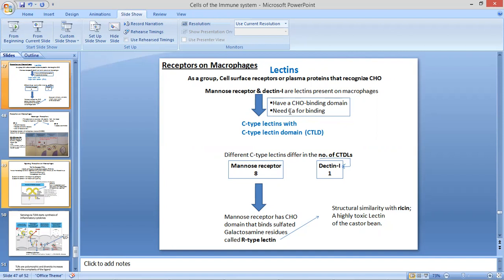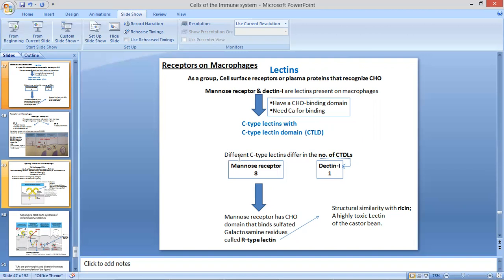It means that this process of binding of the carbohydrate, which is present on the surface of the pathogen, with this receptor, mannose receptor or the dectin receptor, is dependent on calcium. So that's why we call it the C-type lectins. And the binding domain of the carbohydrate with the receptor is known as the C-type lectin domain, or the CTLD, because of the calcium. So remember the calcium here.